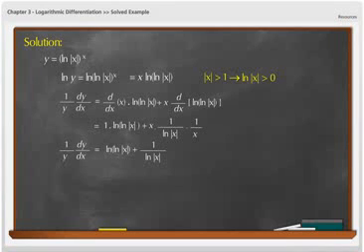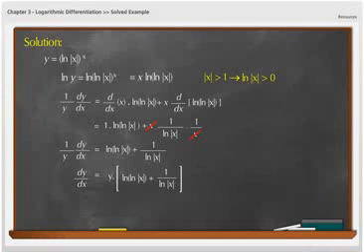Notice that we have x's here, which are going to cancel off each other from the first step. Multiply both sides by y, so dy over dx is equal to y times ln of the absolute value of x plus 1 over ln of the absolute value of x.